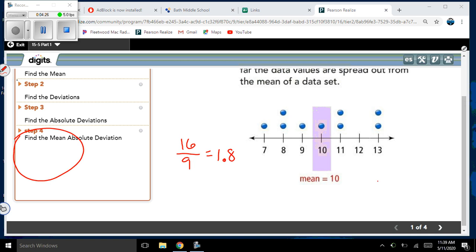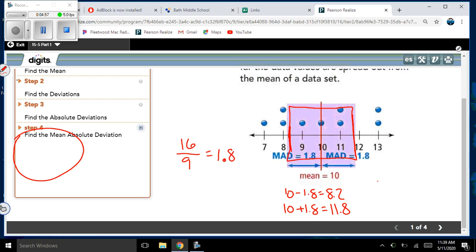So if I took 10 and subtracted 1.8, I'm going to get about 8.2. So about right in here. Okay? And if I went 10 plus 1.8, I'm going to get 11.8. Okay? And so 11.8 is right here. And so they're going to basically say right here in this general area is where we're talking about the mean absolute deviation.